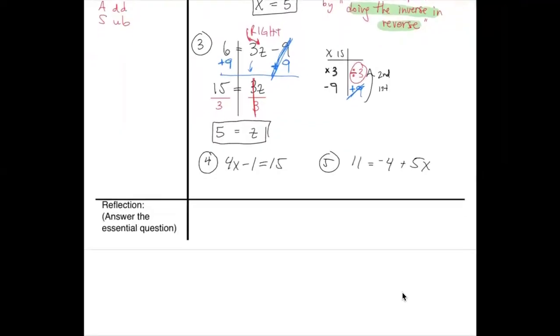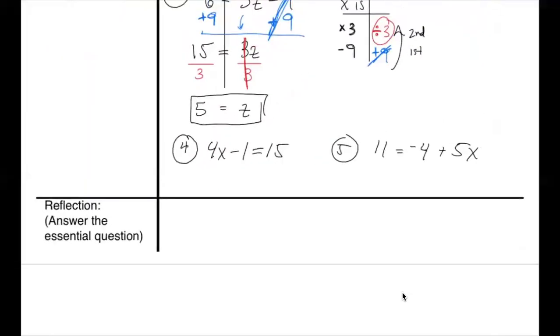Good, all right. So let's look here. Draw a line down my equal sign. X is being times by 4 and -1. So the opposite would be +1 and then divide by 4. Do the inverse in reverse. So +1, +1. Those cancel.